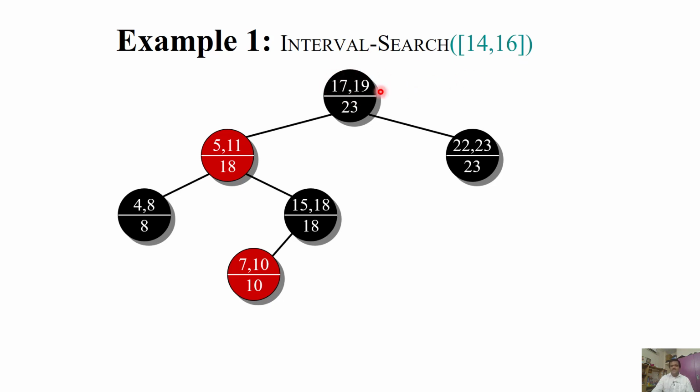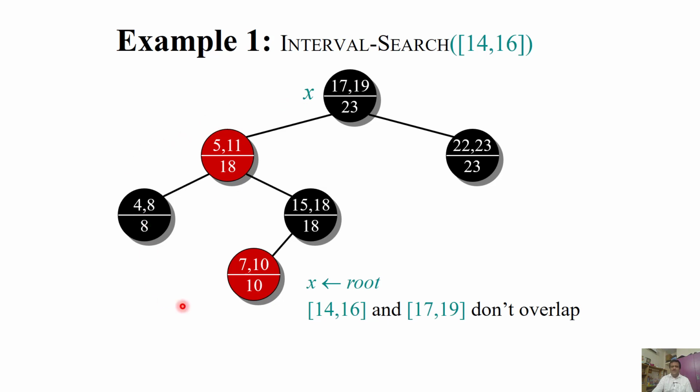We can easily check that I is not overlapping with this, because this is 17 19, which means it is after 16. It is completely on this side of I. Now, we have to go left or right. For left, we check this one, which is 18. Now, low of I is 14, so there is a chance. So, we will go for the left subtree.